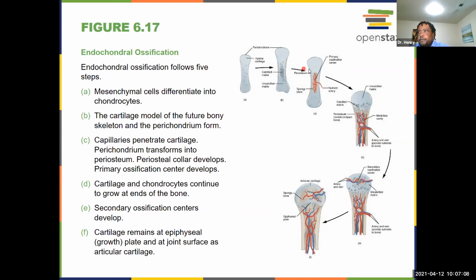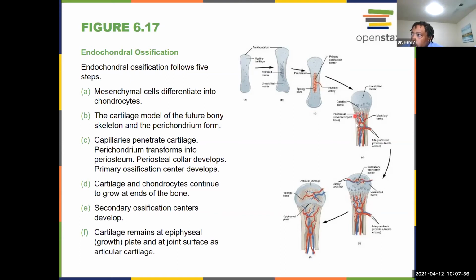So this outer layer becomes a little more solidified. The periosteal collar develops. So these start to develop, and then your primary ossification center starts to develop. And then in D, the cartilage and the chondrocytes continue to grow at the ends of the bones. So you start getting more of your chondrocytes and your cartilage forming towards the ends. And then your secondary ossification center develops.